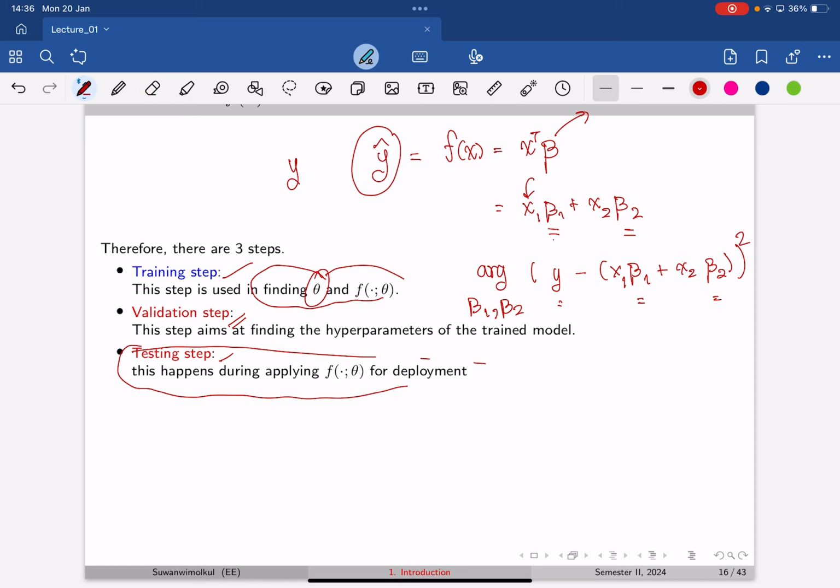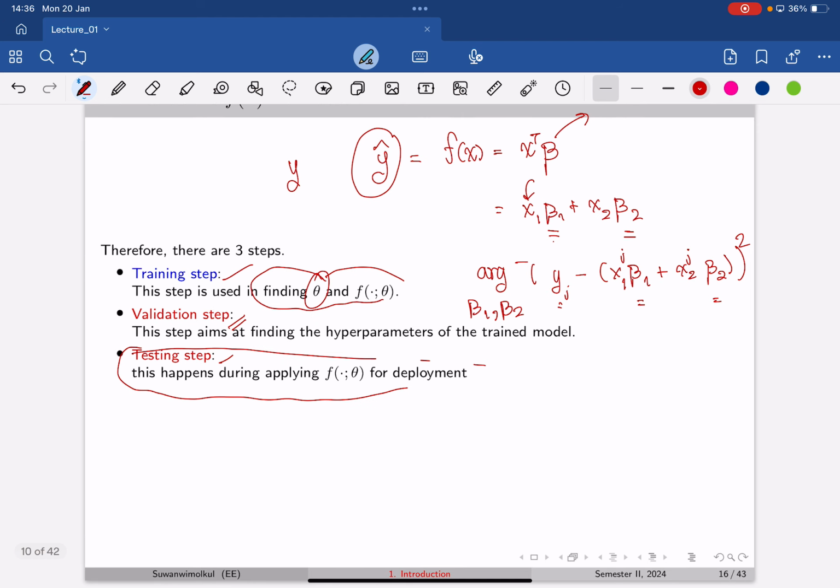So this means that maybe you have a J-th sample. I put it as a superscript for x and subscript for y, with J going from 1 to M. This means that you need M samples for training. And at your training step, you are learning beta 1 and beta 2. Let's say the learned ones are called beta 1 hat, beta 2 hat.